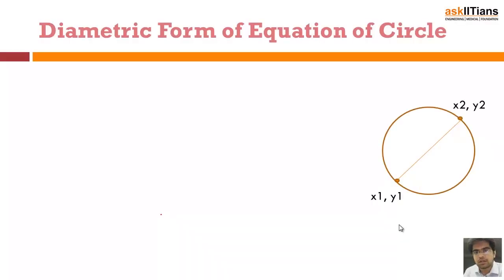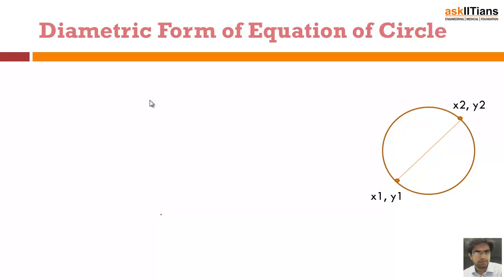Now let's understand what the different forms of equation of circle are. The first special form of equation of circle is the diametric form. Here you can see that there is a circle and there are 2 points x1 y1 and x2 y2. These are the coordinates of endpoints of the diameter. That means if you join these 2 points, then this line is a diameter. So that is known as the diametric form of equation of circle.